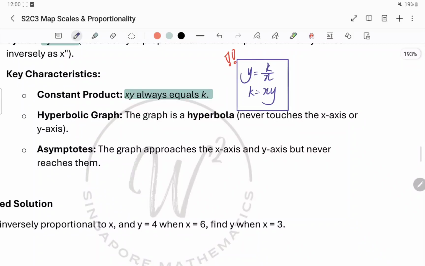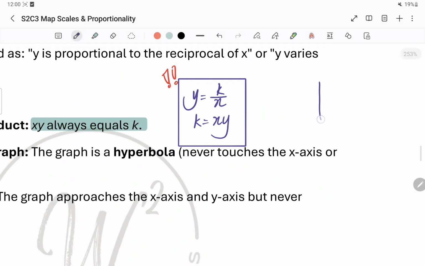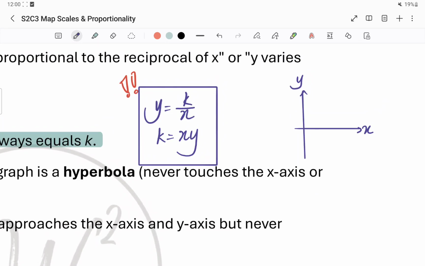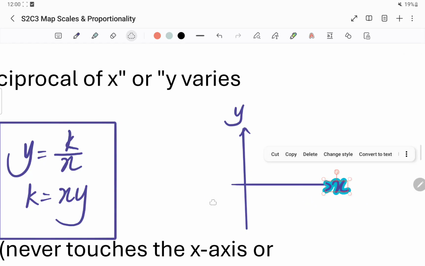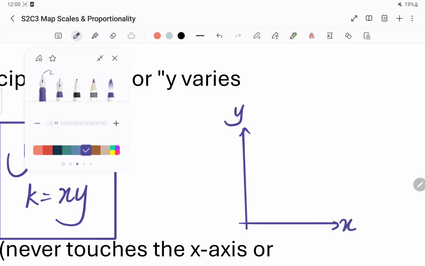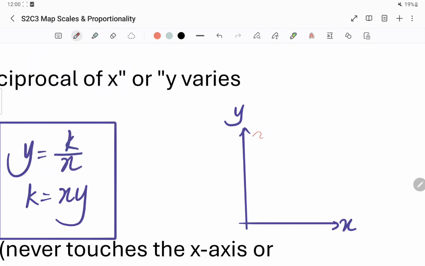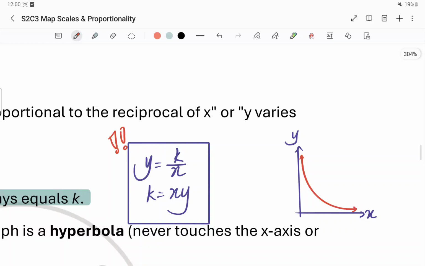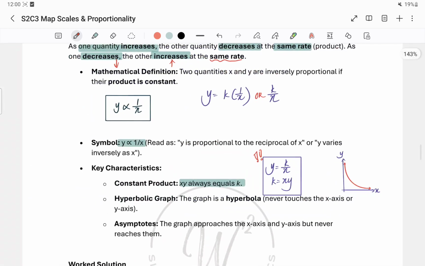So what does it mean by hyperbola? Okay, so here let's draw a simple graph. How does an inverse proportion graph usually look? Let me draw this slightly lower. So an inverse proportion graph will come in a hyperbola, which is like that. Okay, so you compare it to the one that we saw up there.